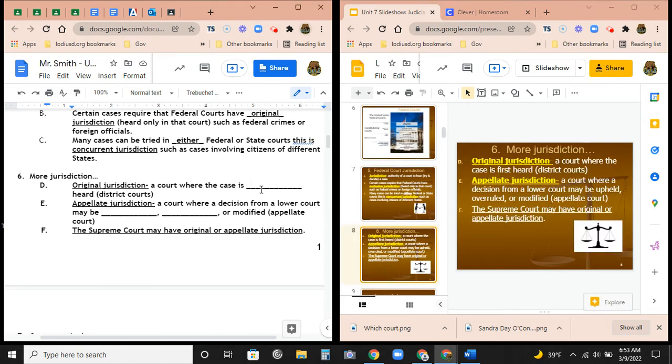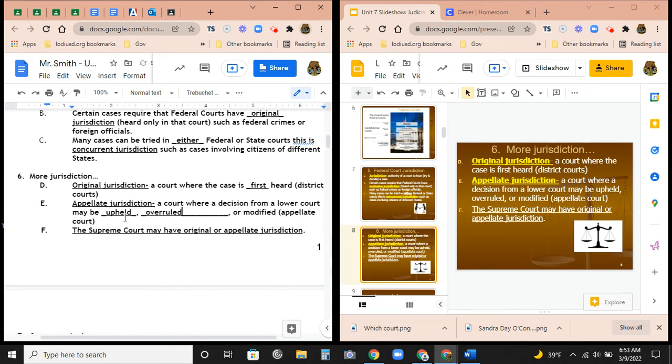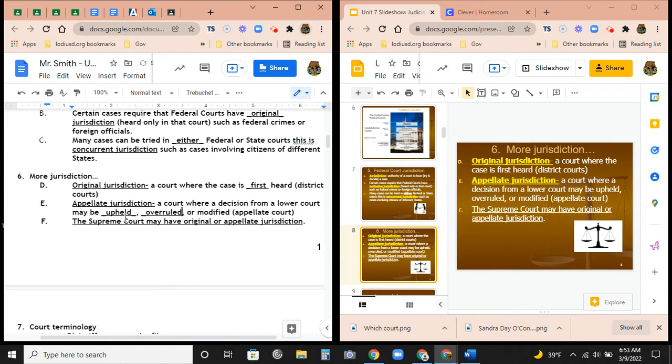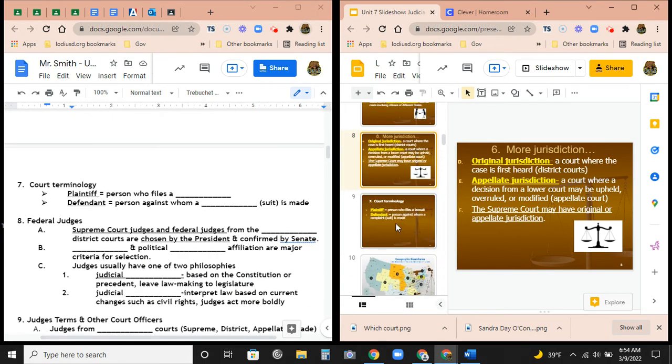Original jurisdiction is a court where the case is first heard. Appellate jurisdiction is a court where a decision from a lower court may be upheld, overruled, or modified, changed in some form or fashion. They don't have to do any of those things. They'll look at specifics, consider the arguments by the attorneys, and then make a ruling. Supreme Court may have original or appellate jurisdiction depending on the situation. So you just have to look.